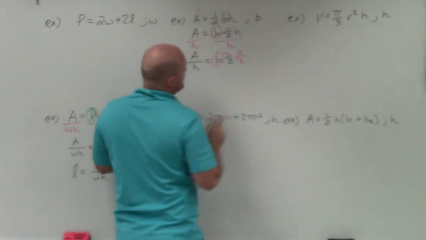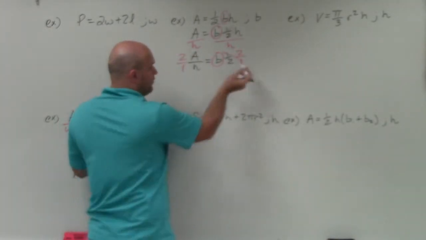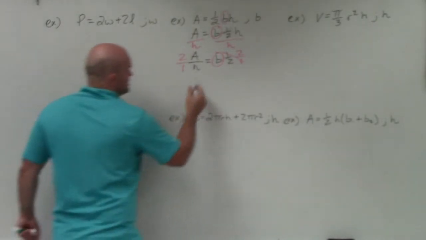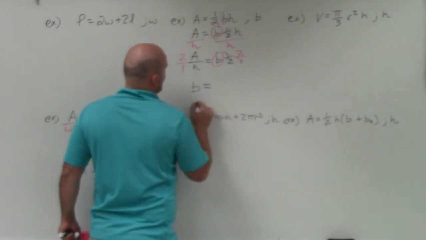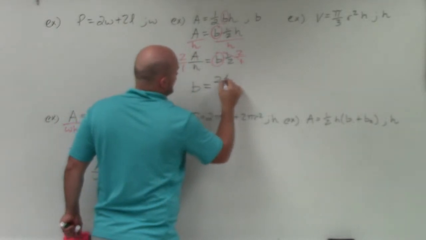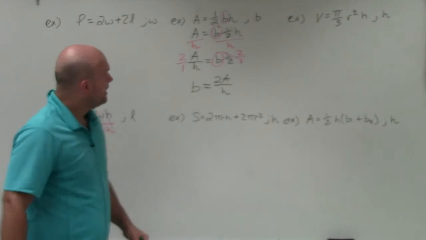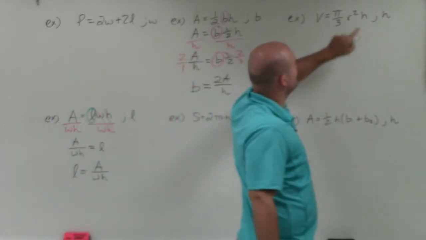By doing that, any number multiplied by its reciprocal goes to 1. 1 times b is just b. Then I'm going to rewrite my answer like this. I'm just going to write the b in front on the left, equal to 2 times a, which is 2a over h. OK?